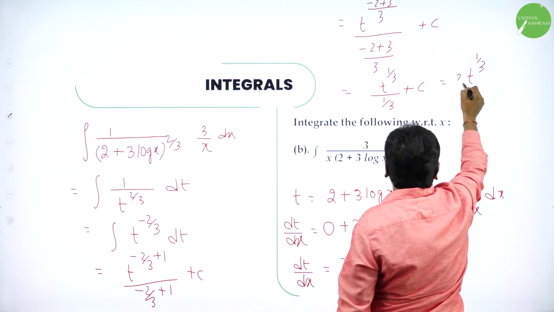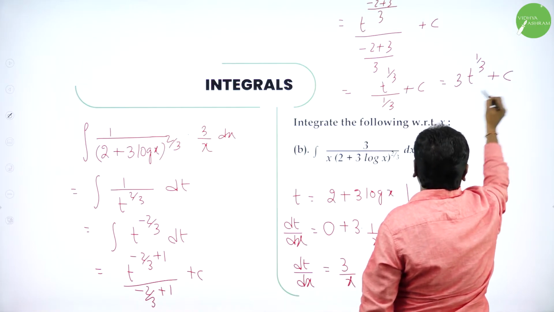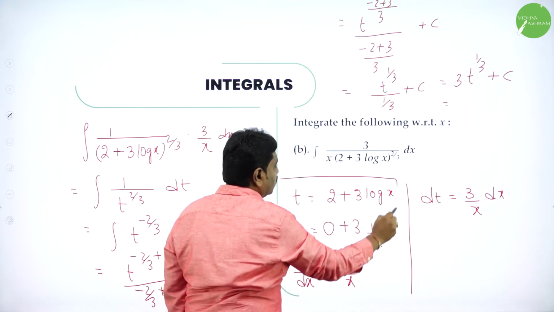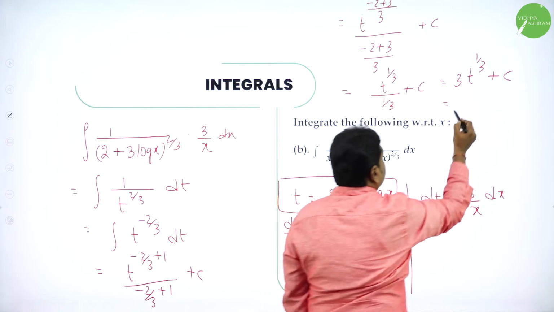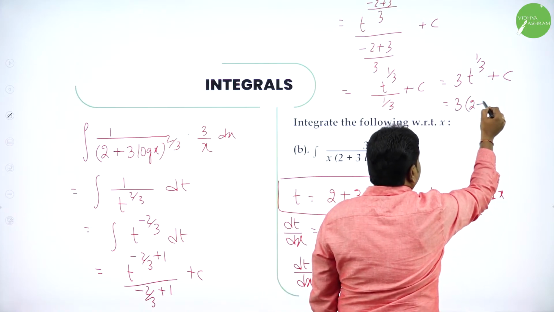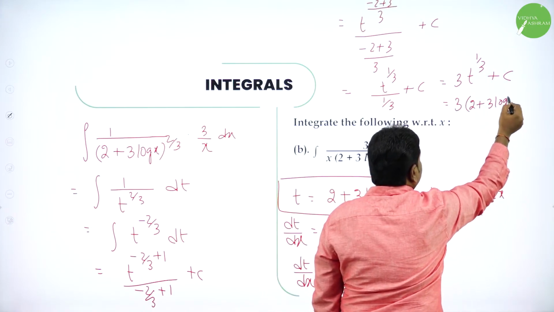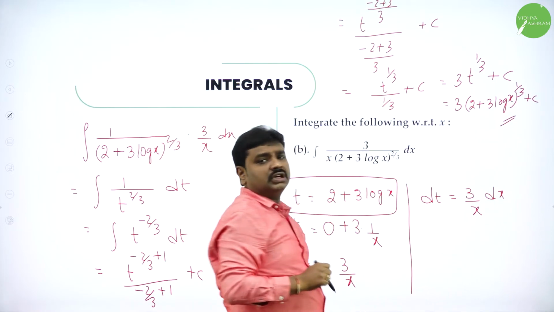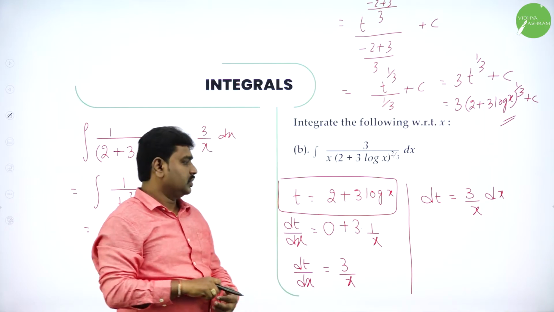That is t power 1 by 3, or cube root of t, into 3. The 1 by 3 goes up, and substitute the value of t. What is the value of t? T we took here. T is what? 2 plus 3 log x. So 3 into (2 plus 3 log x) whole power 1 by 3. Whole power 1 by 3 can also be written as cube root of. You can also write that as cube root of.